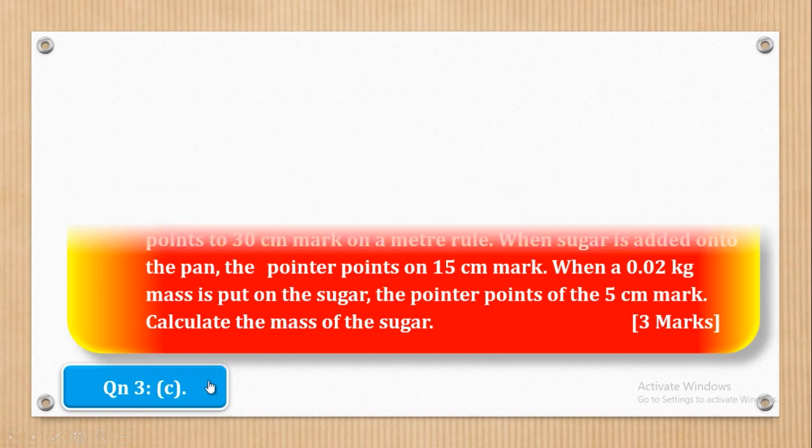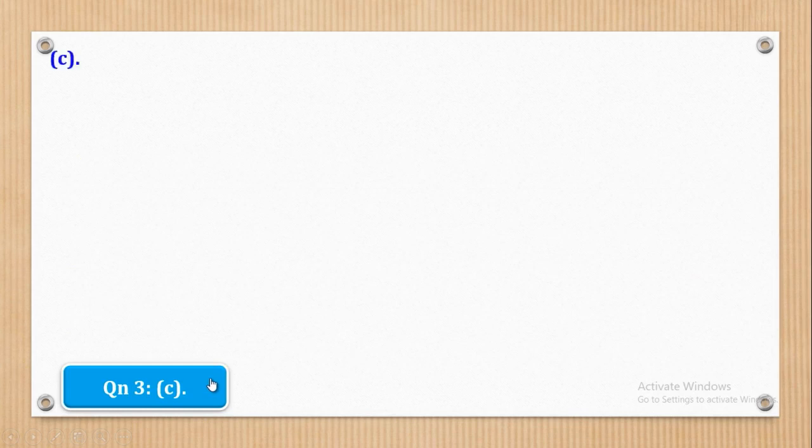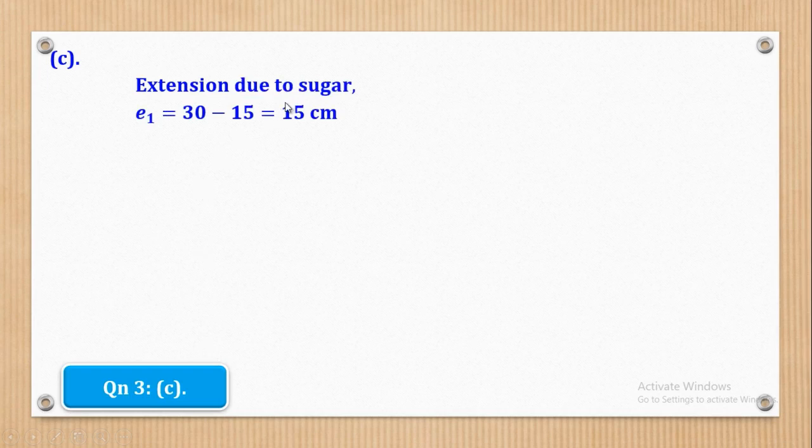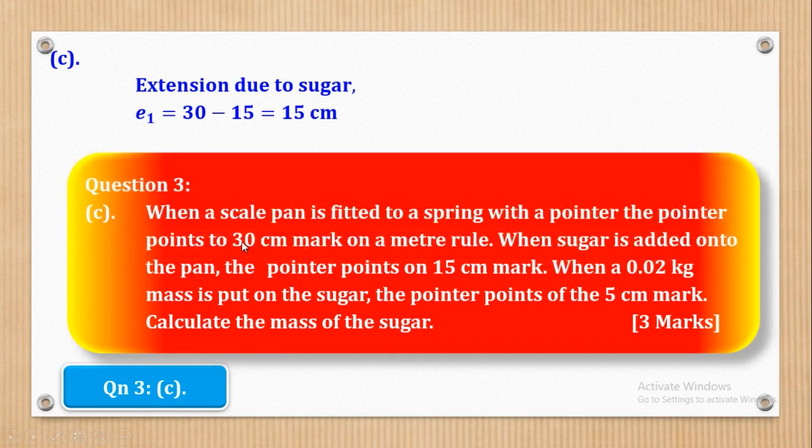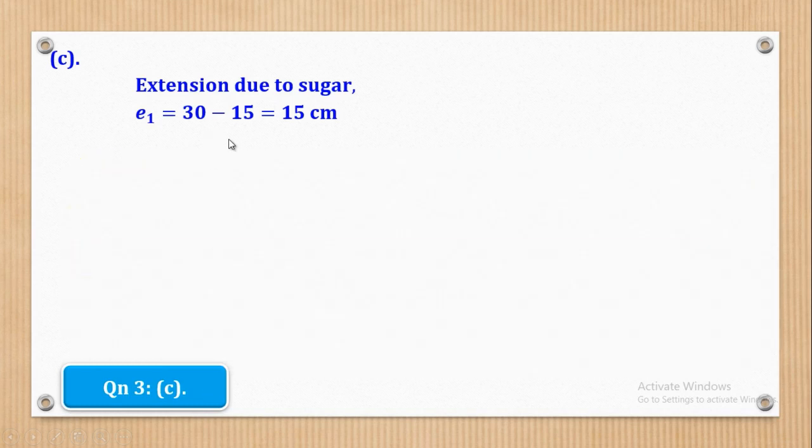So let's see how we can get the mass of sugar. First of all, you know that the extension due to sugar is 30 minus 15, which is equal to 15 centimeters. Why? Because before you put sugar, the pointer was at the 30 centimeter mark, and after putting sugar, the pointer came to the 15 centimeter mark. So the difference between the two is the extension due to sugar, and we call it E1.